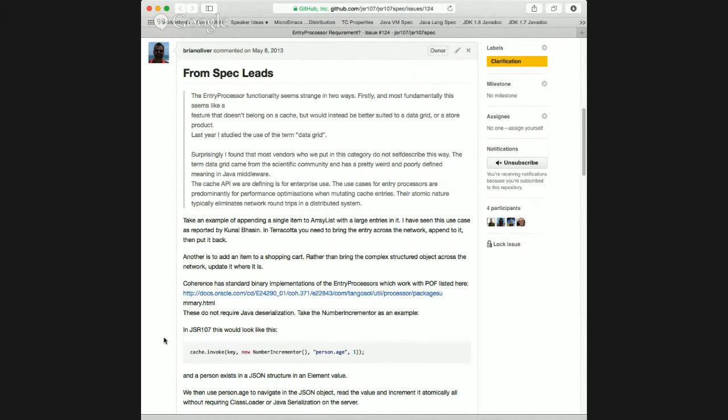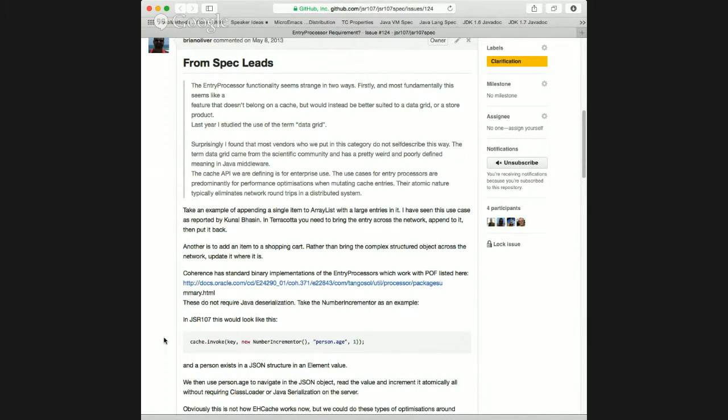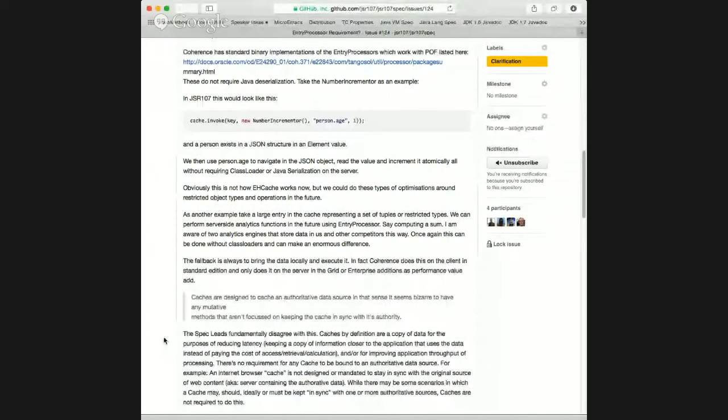He further on goes, what is it? The spec leads fundamental. So I've made the statement: caches are designed to cache an authoritative data source. In that sense, it seems bizarre to have any mutative methods that aren't focused on keeping the cache in sync with its authority. And then he says the spec leads fundamentally disagree with this. Caches, by definition, are a copy of data for the purposes of reducing latency, keeping it closer, blah blah, and/or for improving application throughput of processing. There's no requirement for any cache to be bound to an authoritative data source. But he used in his own definition, caches by definition are a copy of data. Well, where did the copy come from? You can't copy something unless you've got an authority to source the data from. They, by definition, are always bound to an authoritative data source.